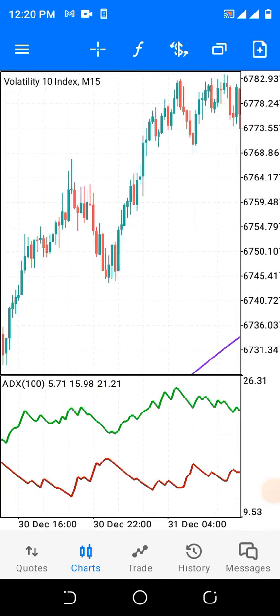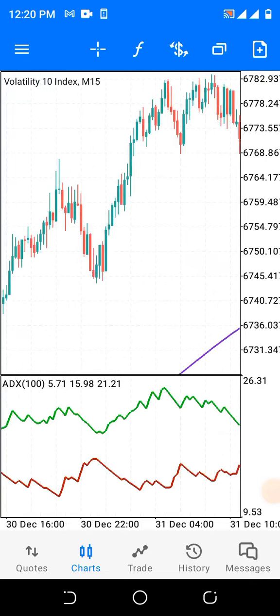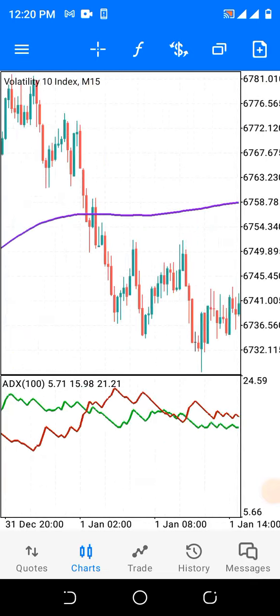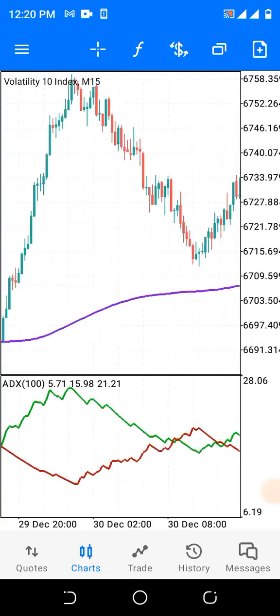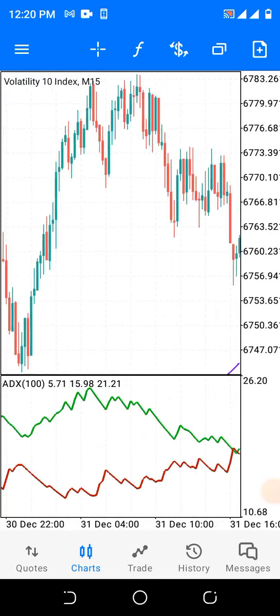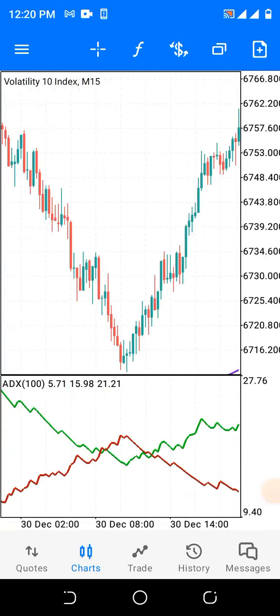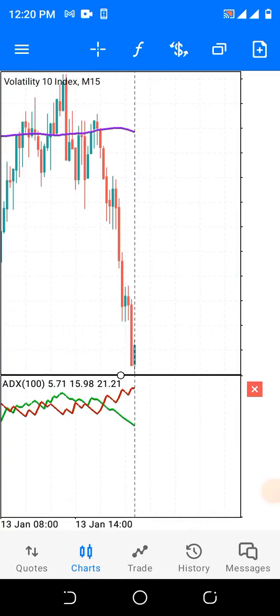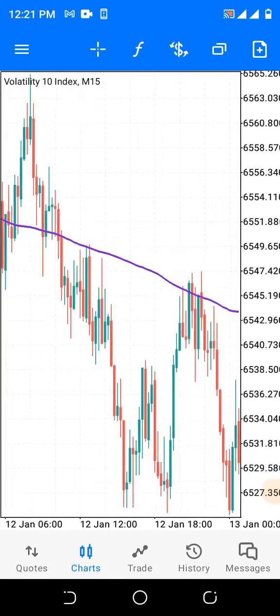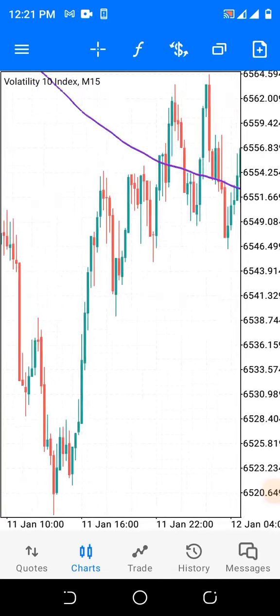Now I want you to pay attention to the settings. Before we proceed, I need to remove the settings here so that I will put them afresh. I will insert the indicators afresh so that you will be able to know how they are being set. So let me remove this. Now what we have here is only the moving average.